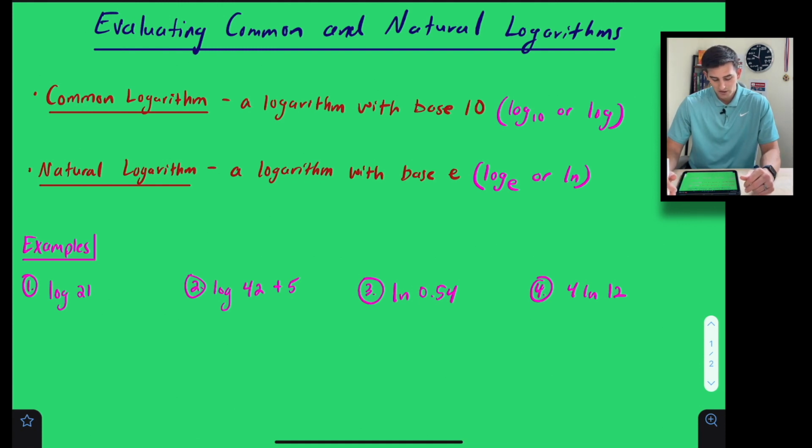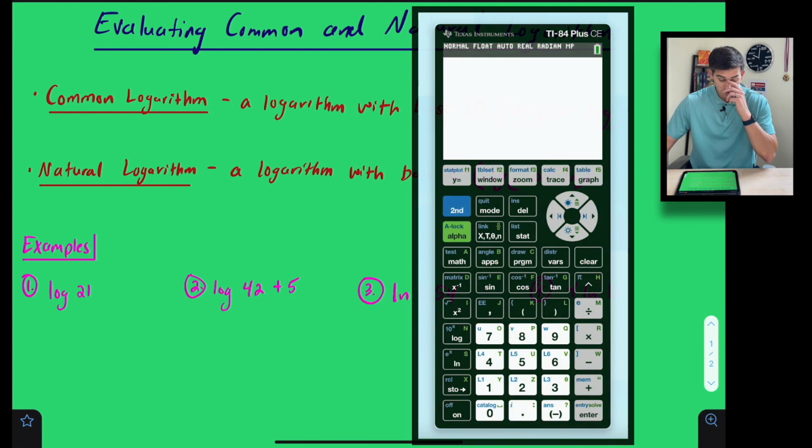All right, a natural logarithm is a logarithm with base e, so it's written as log base e or as ln. This is our natural log. And another good thing about this, we have a button on the calculator that can help us evaluate what these expressions are as well. All right, so I'm going to go ahead and bring the calculator on the screen right now, and we're going to take a look at these four examples.